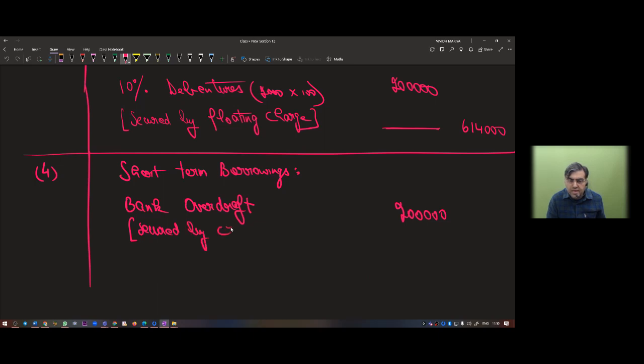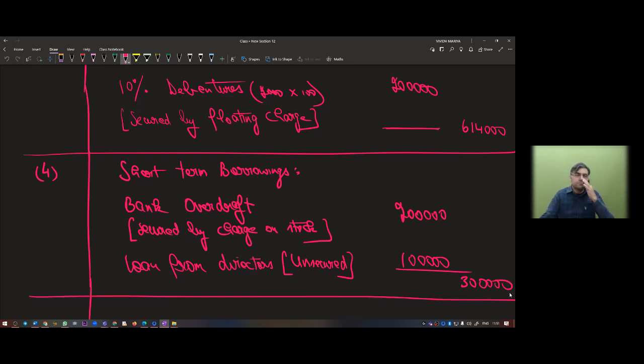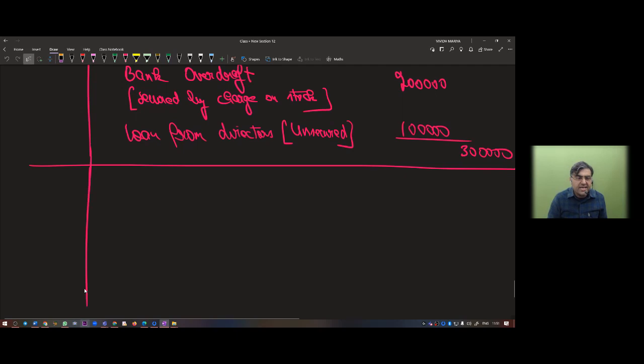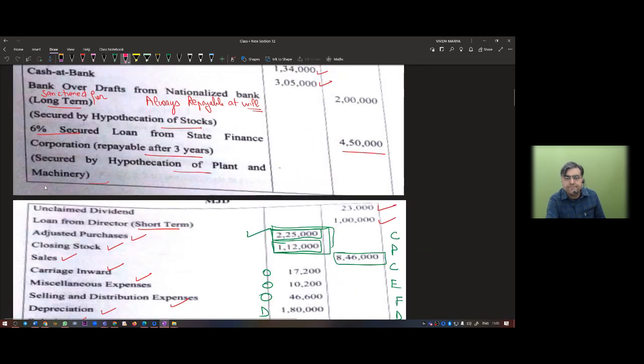Bank overdraft is secured by charge on stock. Loan from directors, I will treat it as unsecured because security is not mentioned, 1 lakh. Total is 3 lakhs. I go to the next point, guys. Point number 5. I will be reading the question again once more. There's so much to do.